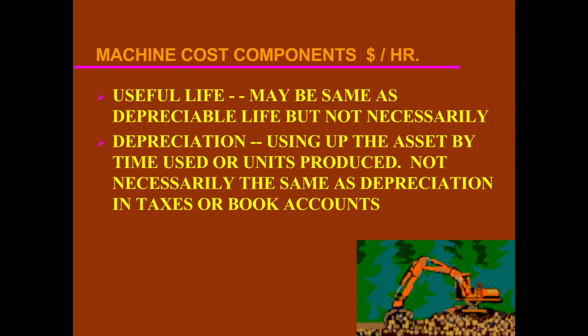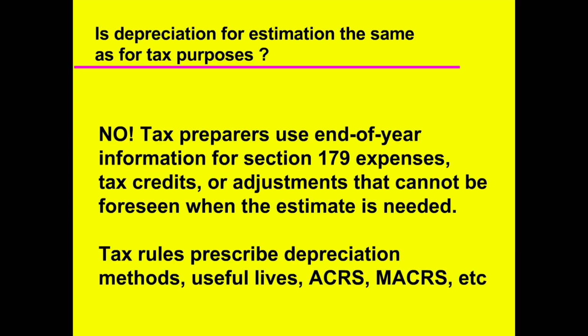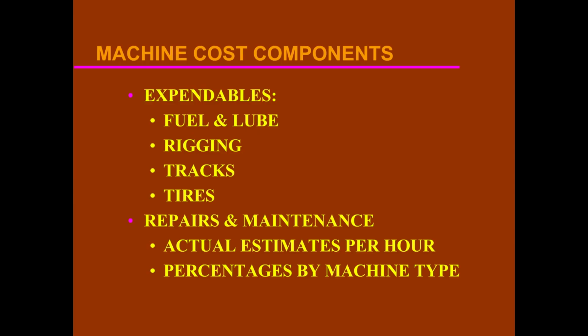The useful life is one we have to estimate, so is depreciation. And I just made the same statement that it's not the same for tax purposes as it is for our working course. Then among the machine costs, we have the expendables that we talk about: the fuel, lube, rigging, tracks, tires, etc.